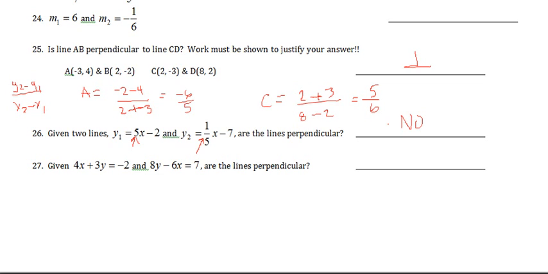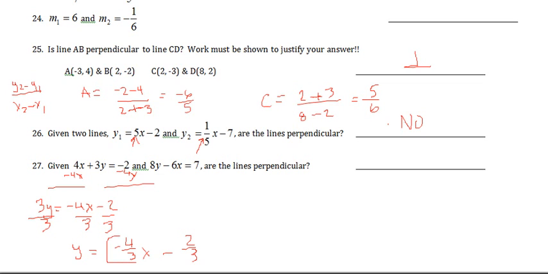Next one, are they perpendicular? Well, again, they're in standard form. I need to see what they are in slope-intercept form. So we need to rearrange this. I'm going to subtract 4x from both sides. This gives me 3y equals negative 4x minus 2. Divide by 3, and we get y equals negative 4/3 x minus, and again, this y-intercept doesn't really bother me. I'm really just looking at the slope on this problem.